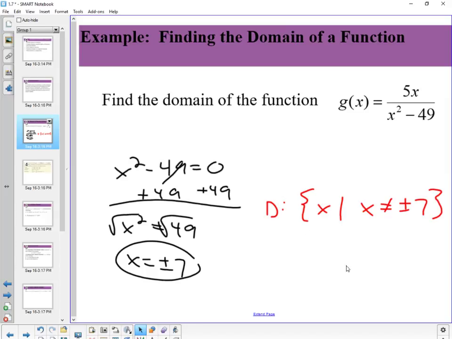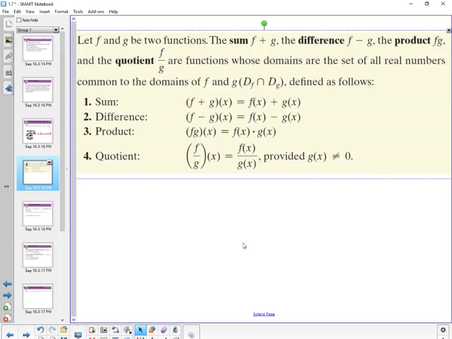Can I change the slide? Yes. All right, cool beans. Let's talk about composition of functions. Okay.